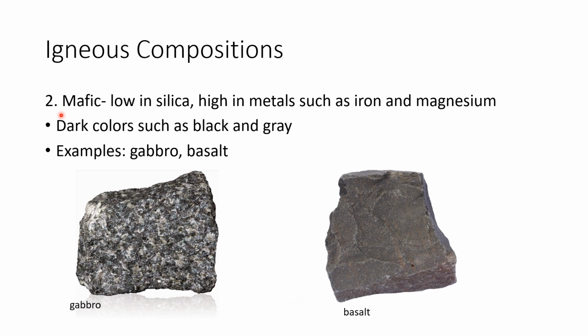Our next composition is mafic. This is the exact opposite of felsic. So mafic igneous rocks are low in silica and high in metals such as iron and magnesium, and that gives them a dark color. Typically mafic igneous rocks are going to be black or gray in color. The examples we have here are gabbro and basalt. So again, gabbro, similar composition to basalt, but gabbro was able to cool slowly, so it had time to grow these larger crystals, versus basalt cooled much more quickly. The texture is very fine-grained.